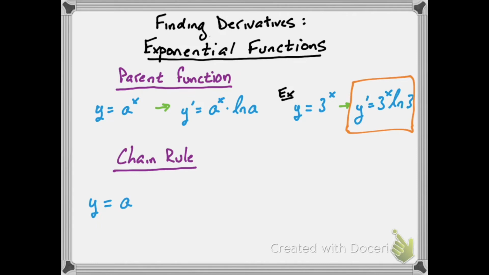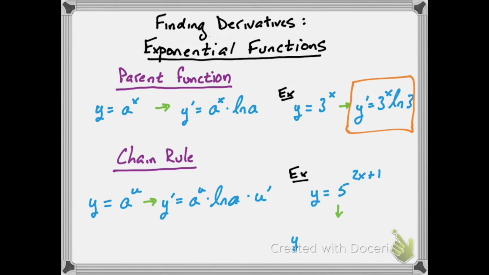So if we had a to any function u, its derivative is going to be itself, a to the u, times the natural log of a, but then finish the chain rule by multiplying by the derivative of u. For example, if we had 5 to the 2x plus 1, its derivative would be itself, 5 to the 2x plus 1, multiplied by the natural log of 5, and then finish it off with the derivative of 2x plus 1, which is just going to be 2.